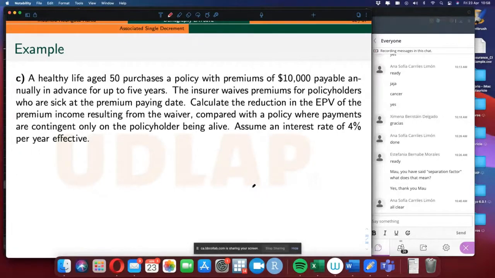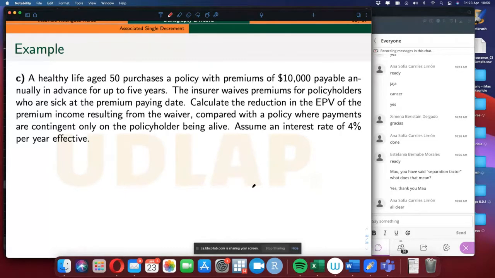And this person is going to be paying premiums of 10,000 annually at the beginning of every year, for 5 years. Okay, so that's the period that this person is going to be paying premiums. The insurance company decides to include a benefit in the policy stating that if the policyholder gets sick, and again, this getting sick is something serious, not just getting a flu, this person will not pay premiums during those years, which is really nice.